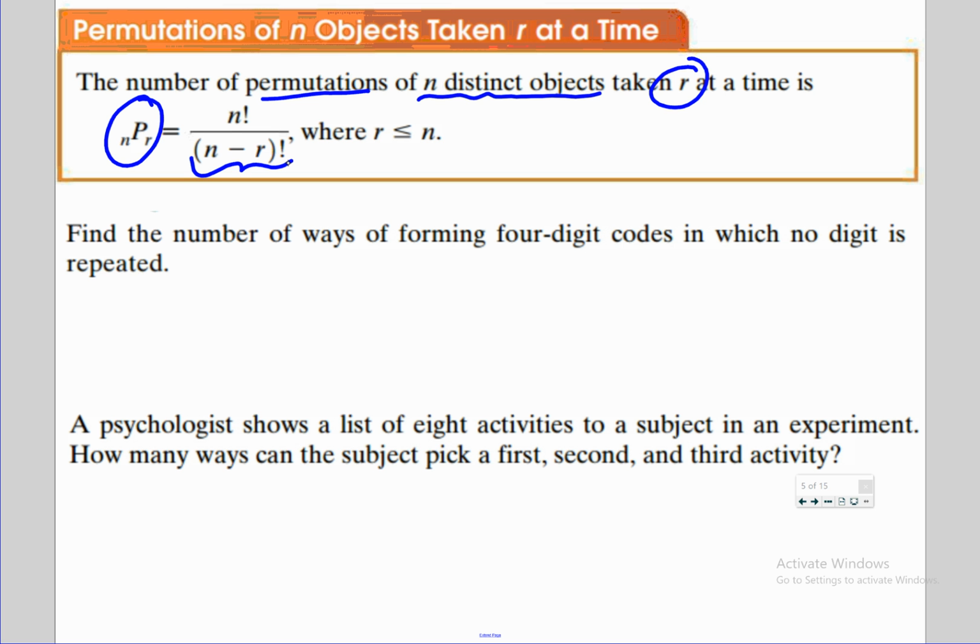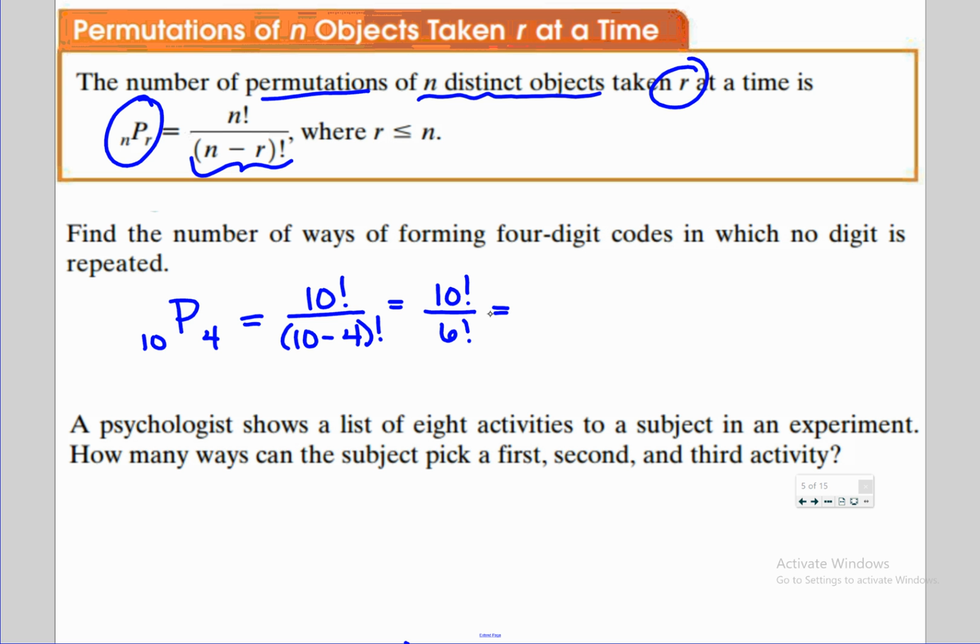10 digits. Okay, so how I would choose this is I would do 10 choose 4. I want a 4-digit code out of 10 digits possible. None can repeat. So my formula would look as follows: 10 factorial over 10 minus 4 factorial, which is 10 factorial over 6 factorial.